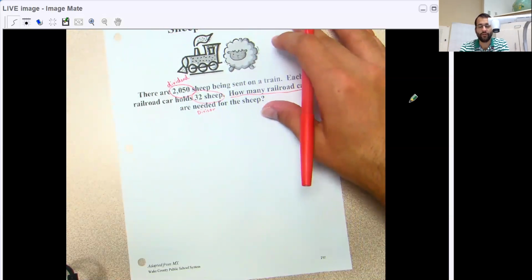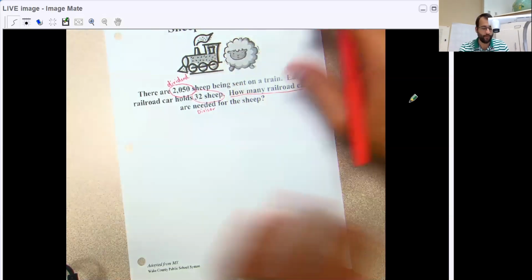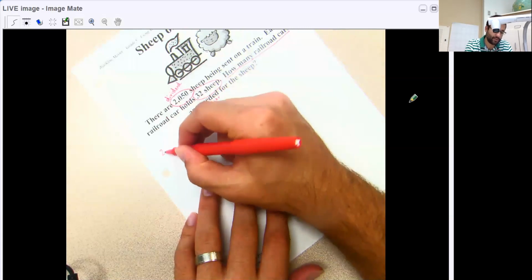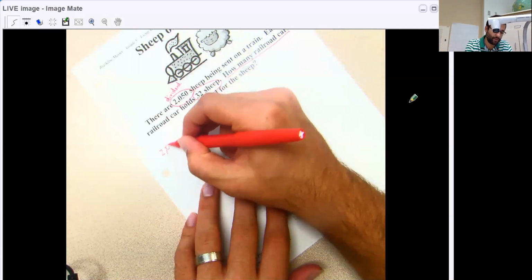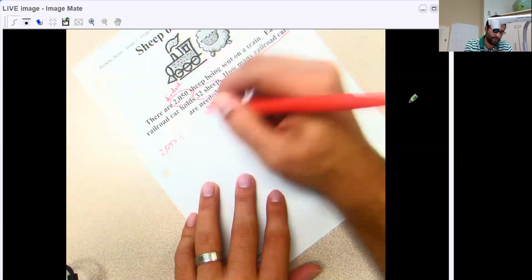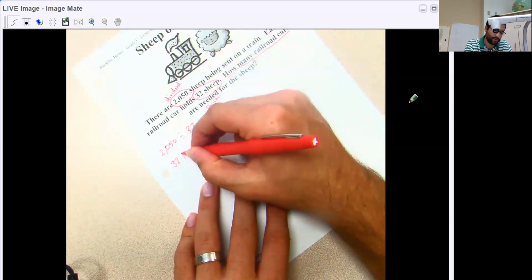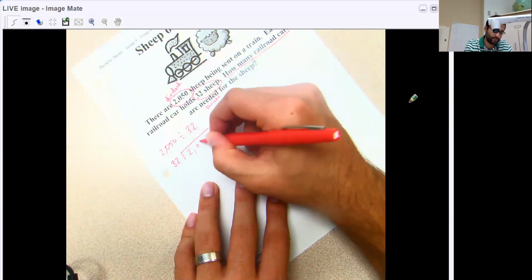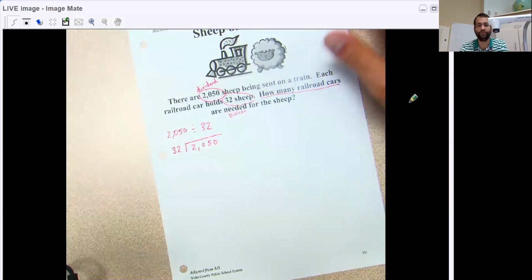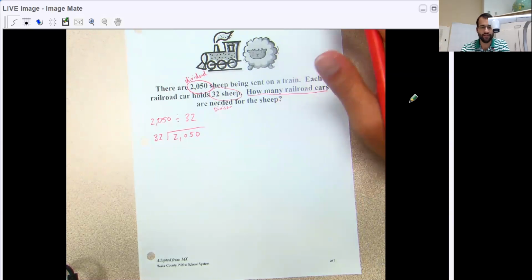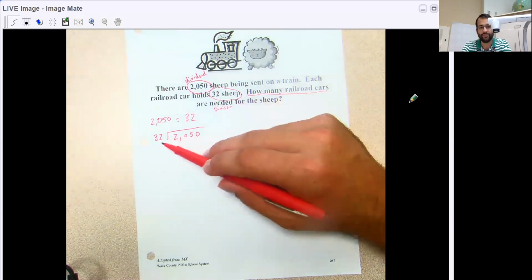So when I'm actually solving this, how I would write this problem is I would write this: 2,050 divided by 32, or both of those are the same thing, okay? So my dividend's the number inside my box and my divisor's outside my box.